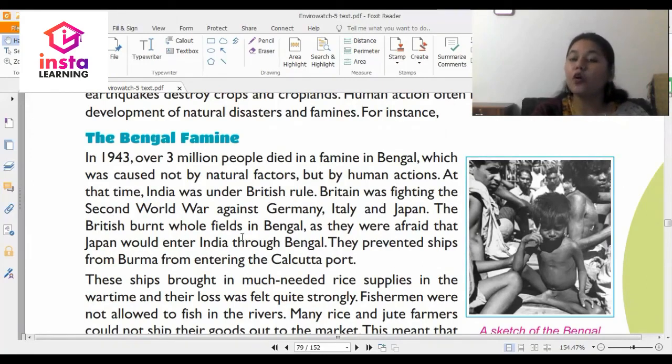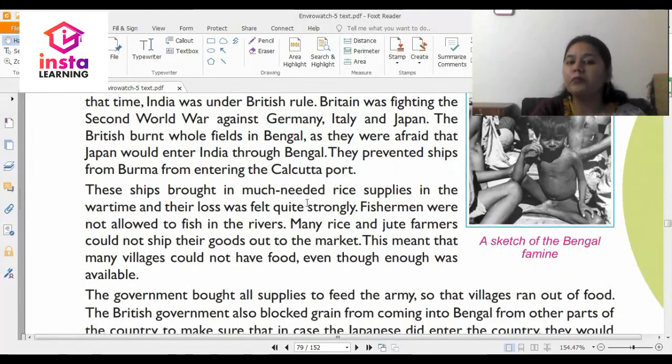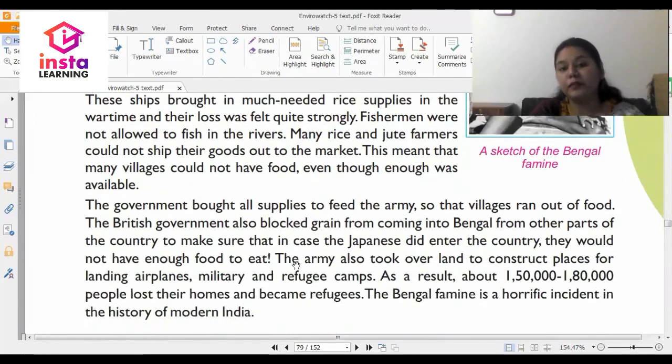The British burned the whole fields. They burned the entire fields as they were afraid that Japan would enter India through Bengal. They prevented ships from Burma from entering the Calcutta port. These ships brought in much needed rice supplies in the wartime, and their loss was felt quite strongly. Fishermen were not allowed to fish in the rivers. Many rice and jute farmers could not ship their goods out to the market. This meant that many villages could not have food even though there was enough available.